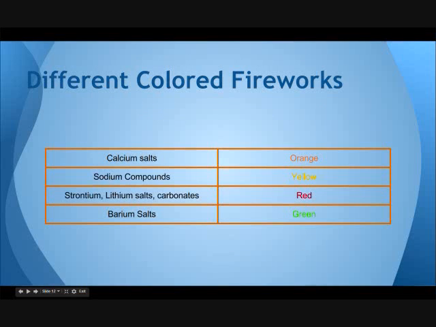As you probably know, not all fireworks are the same color. This is because they have different substances in them. For example, calcium salts produce orange fireworks, sodium compounds produce yellow fireworks, strontium or lithium salts and carbonates produce red fireworks, and barium salts produce green fireworks.